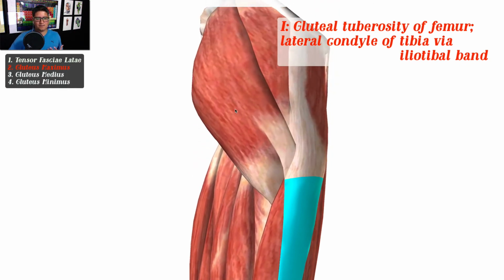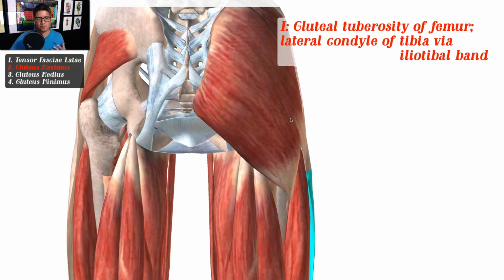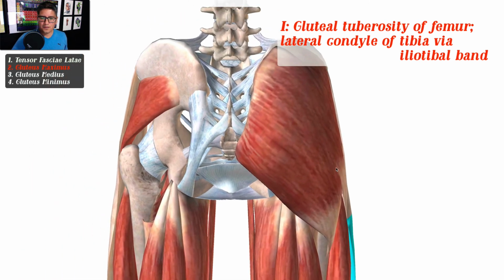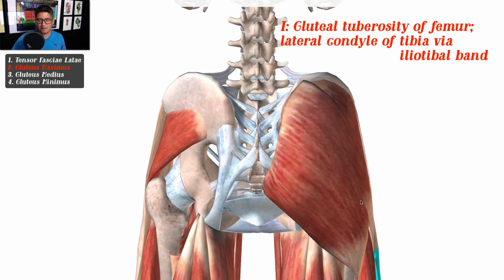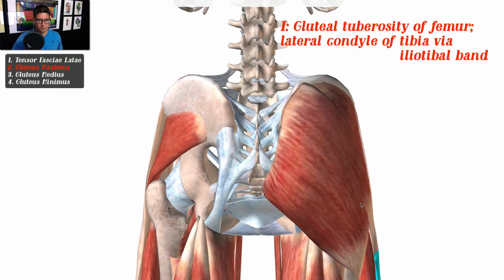So the gluteus maximus has quite an important job in stabilizing your trunk. So if you're having hip problems or back problems, a lot of times it's because you have weak glutes. So you've got to work out those glutes.